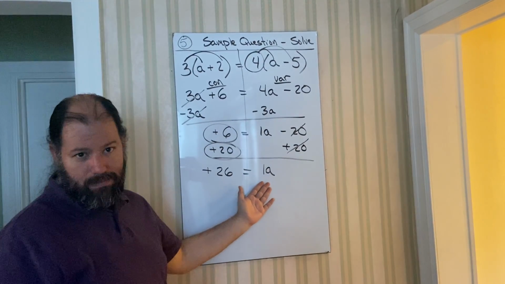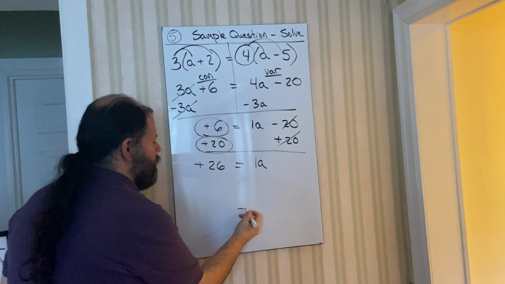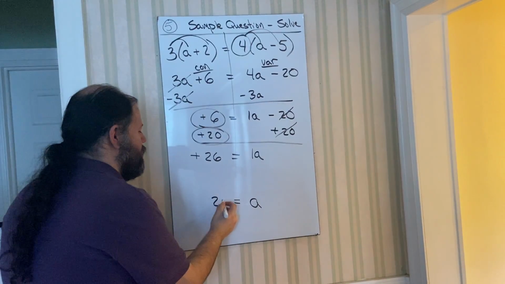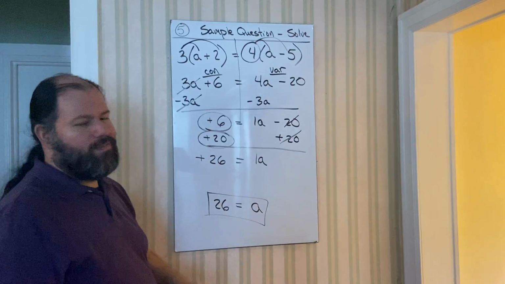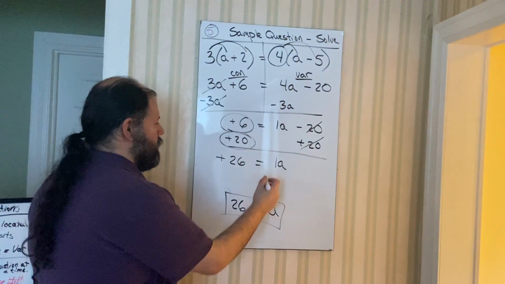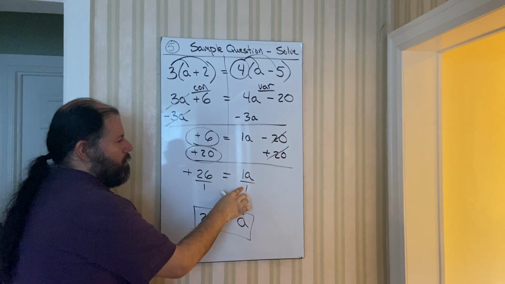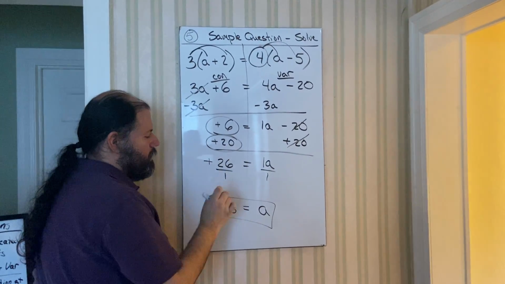Now here, it's up to you. Some of you will realize that 1A is the same thing as A, because 1 times A is A. So you might have realized you have your final answer. Others might say, nope, I have a coefficient. How do I get rid of a coefficient? Divide both sides by 1. So 1 divided by 1, they cancel out, just be A. 26 divided by 1 is 26.